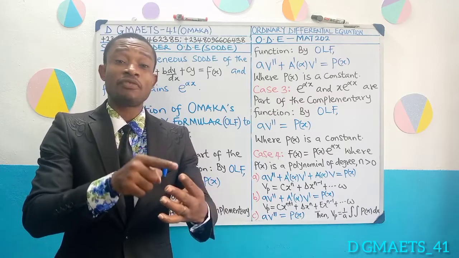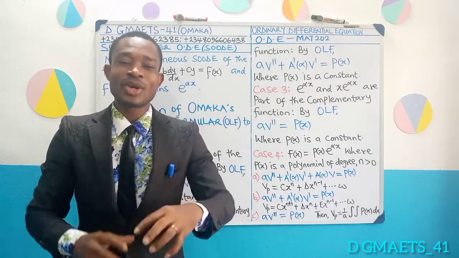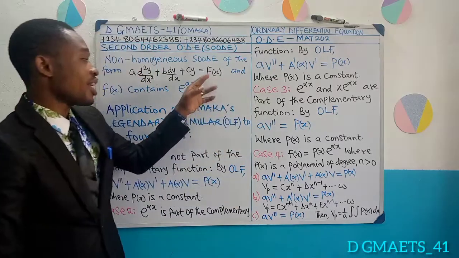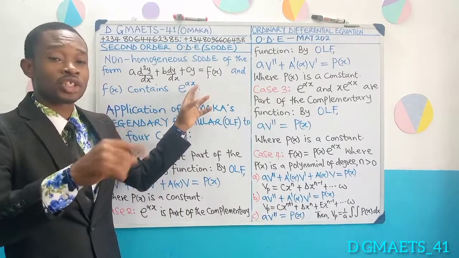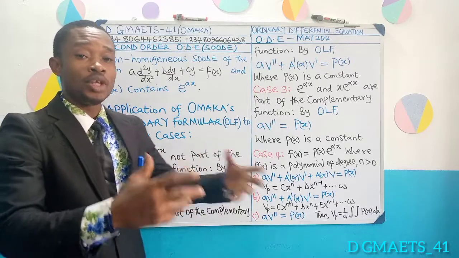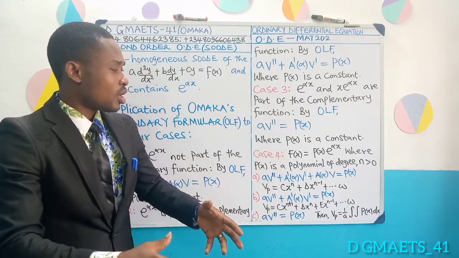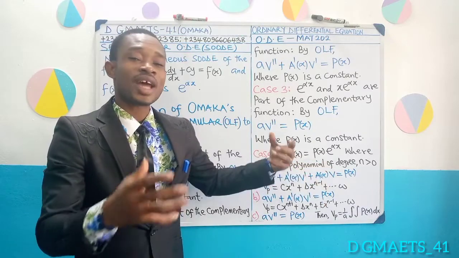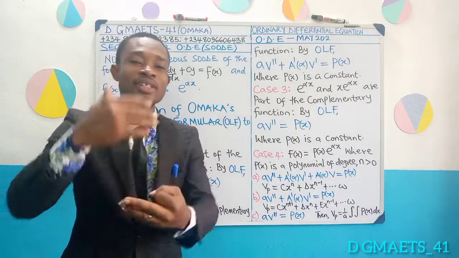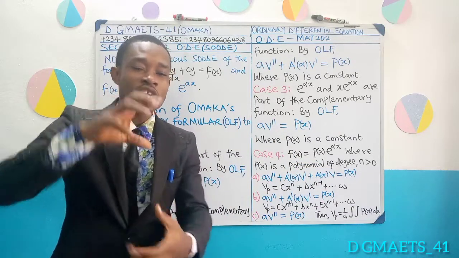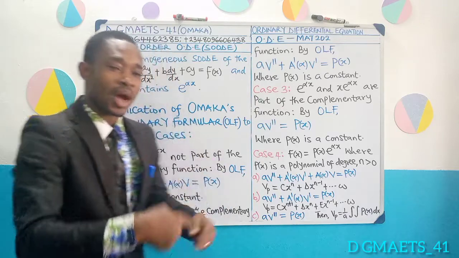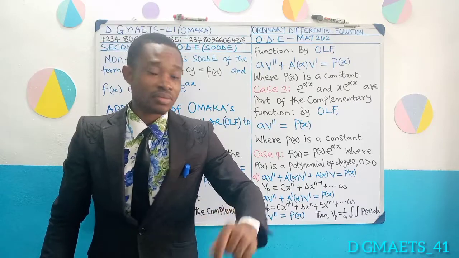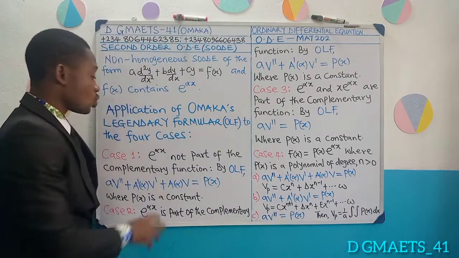And then case 4, when you have a product term as your f of x such that you have an exponential function multiplying a polynomial function. Does that make sense? Something like this. Because when we get to that case 4, we will still break that case 4 into 3 sub-cases following our case 1, 2, 3. Does that make sense? So let us start with case 1.